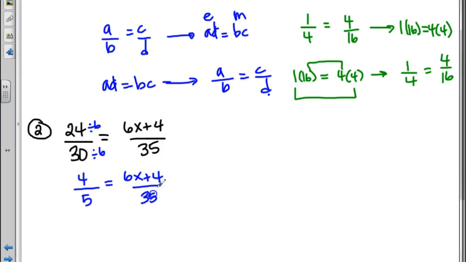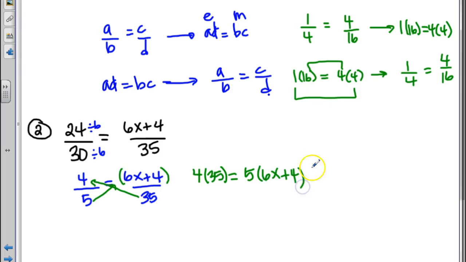All right, let's go ahead and solve this proportion. I will give you a caution here. Anytime you see an addition or subtraction sign in the numerator or the denominator, in the top or the bottom, go ahead and throw some parentheses around it so we don't make the mistake of forgetting to multiply through. So let's get our extremes first. So 4 times 35 is equal to, and then let's grab our means, 5 times (6x plus 4).